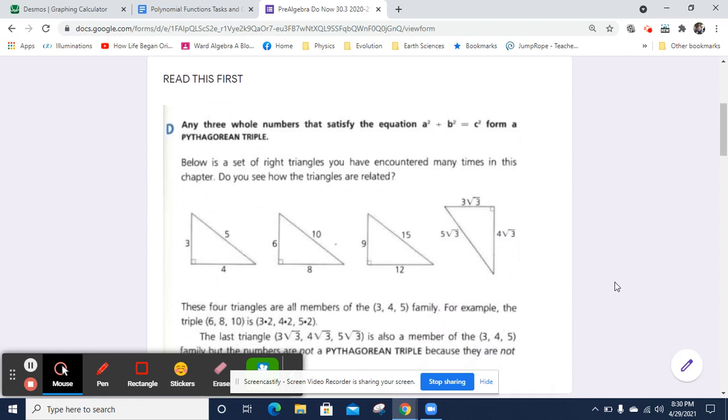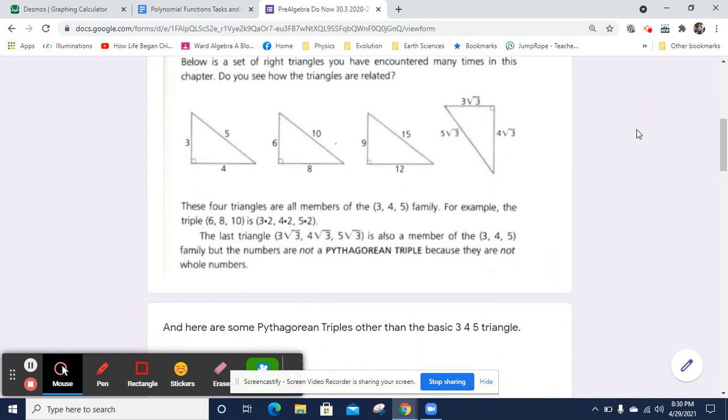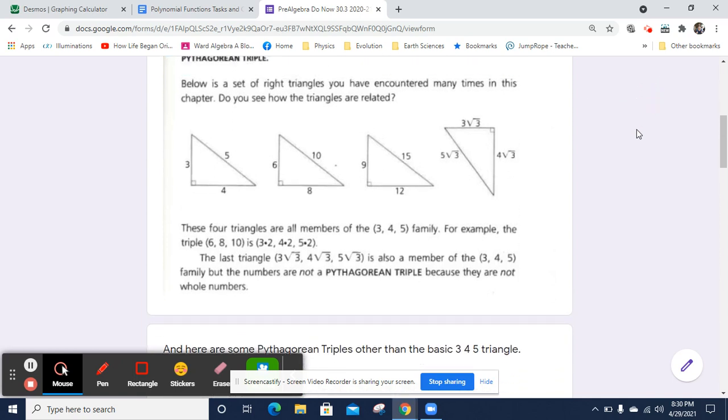And so I've asked you to read this first. Any three whole numbers that satisfy the equation a squared plus b squared equals c squared form a Pythagorean triple. That's what they're called. So below is a set of triangles you've encountered many times in this chapter. You haven't read the chapter yet, but you'll be reading some of it today. Do you see how the triangles are related?